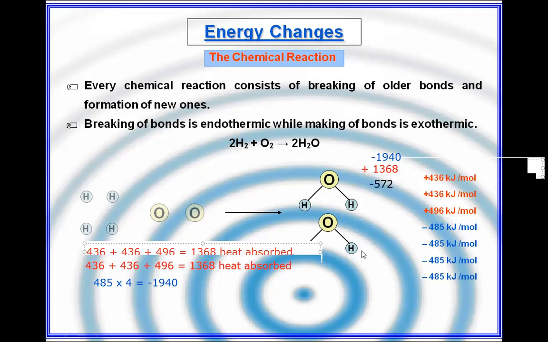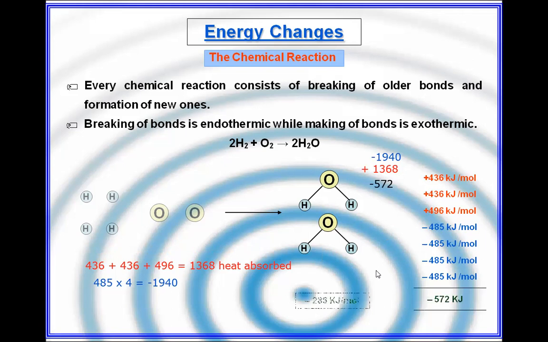So now we have to proceed. This is the difference of 572 with a minus sign, and we divide 572 by 2 because two water molecules are formed. This amount of energy has been released by the formation of 2 moles of water. When we need 1 mole of water, this number is divided by 2. As a result, minus 286 kilojoules per mole of energy is released during the formation of 1 mole of water molecule.